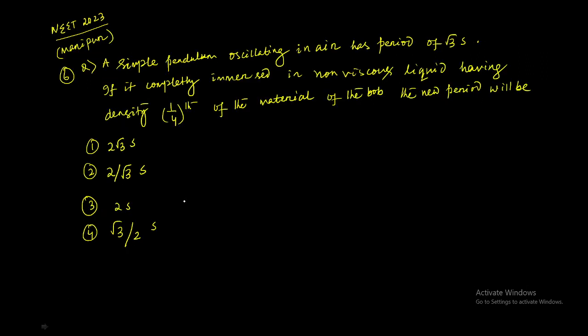Now question number 6. A simple pendulum oscillating in air has a period of root 3 second. If it is completely immersed in a non-viscous liquid having density 1 by 4th of the material of the bob, the new period will be. So you can observe here the density of the liquid is less than the density of the bob, right? So it will be completely deep. So this is the condition now. Initially it is like this, no liquid, so time period will be 2 pi root over L by g.